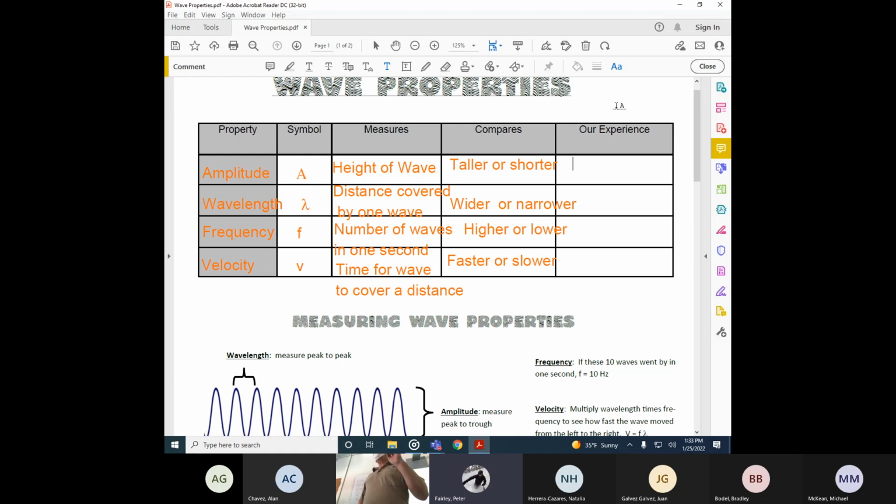So, how do you and I experience changes in amplitude? It's called volume, right? That's for sound waves. How would we experience it for light waves? Exactly. Brighter versus dimmer. So for our experience, we either have loud versus quiet, or we have bright versus dim, depending on if it's a light wave or a sound wave.